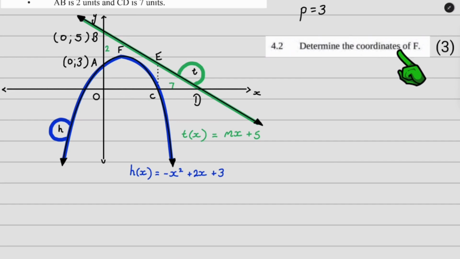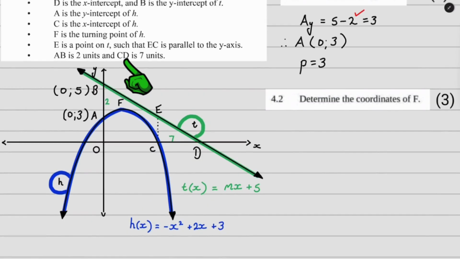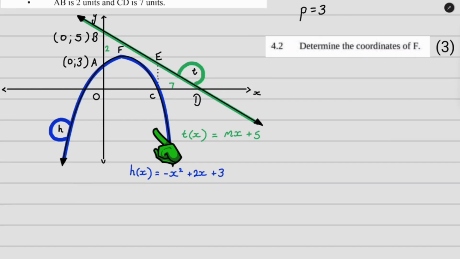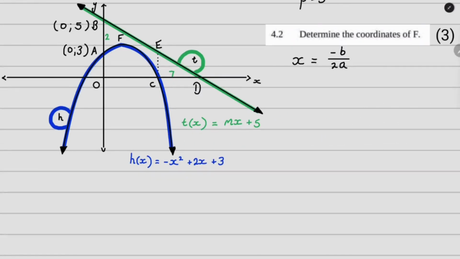Next up, they ask us to determine the coordinates of F. F is over here, and they told us earlier that it is the turning point of the parabola. So I'm going to use my turning point formula. To get the x value of my turning point, it's x equals negative b over 2a. A is the number in front of x squared, so it's minus 1. B is the number in front of x, so it's that 2. So let's pop those into this formula. If we work that out quickly, it gives us 1, because we get negative 2 over negative 2.